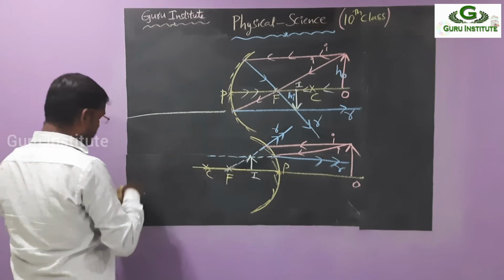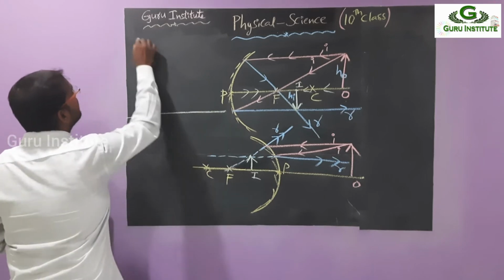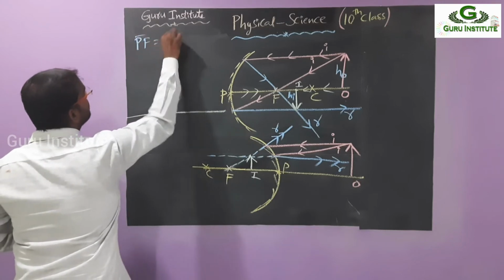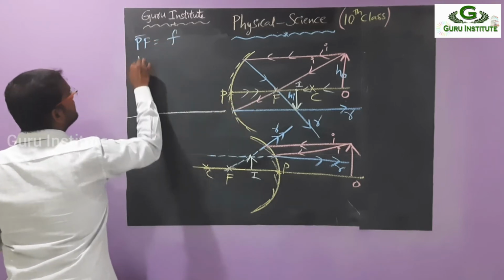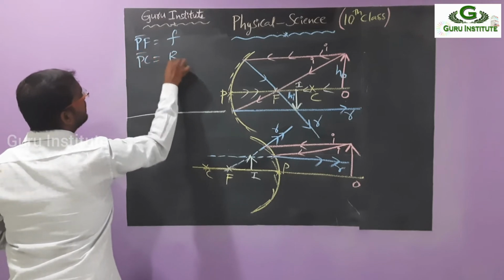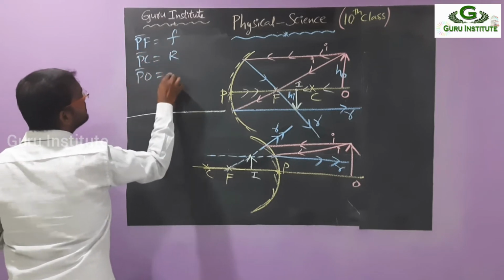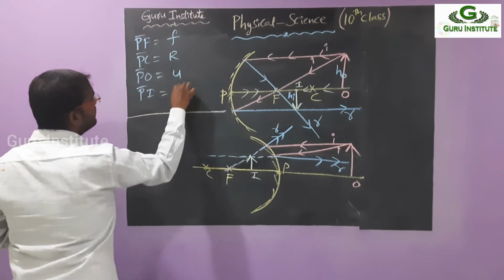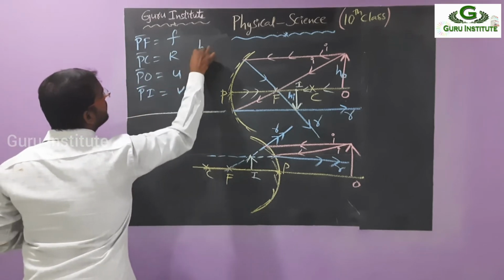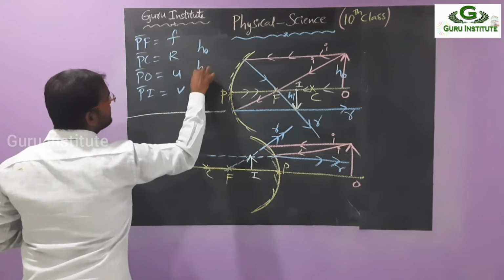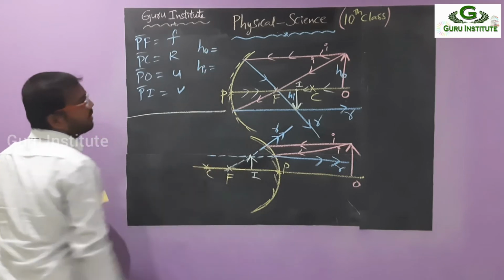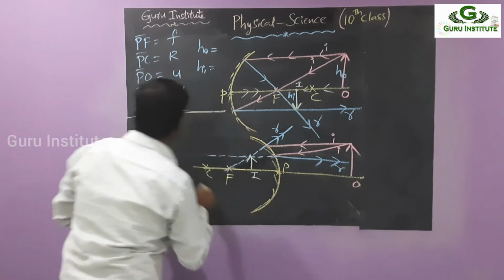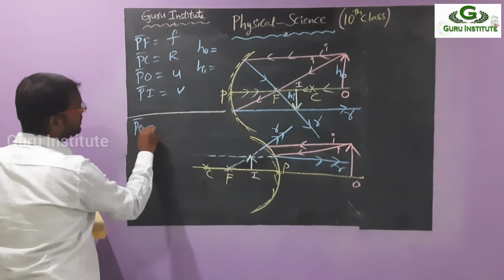All measurements should be done from the pole only. That is PF first, so small f. Next PC, second thing, that is capital R. Next PO, object distance, that is u. PI, that is image distance, that is v. Next h0 object size, hi image size. Next coming to this one as is PO, the object distance u.